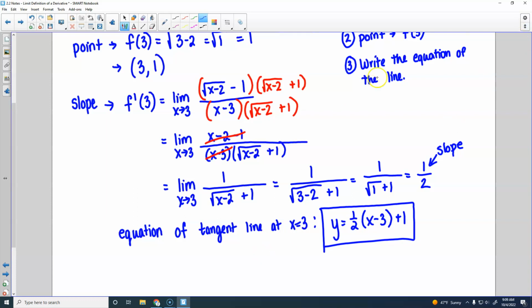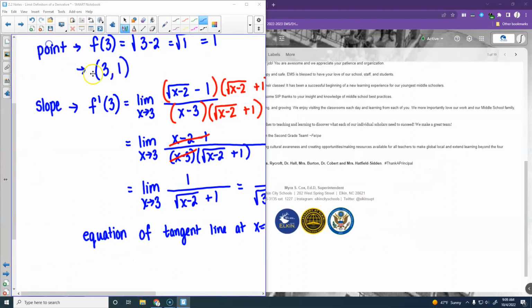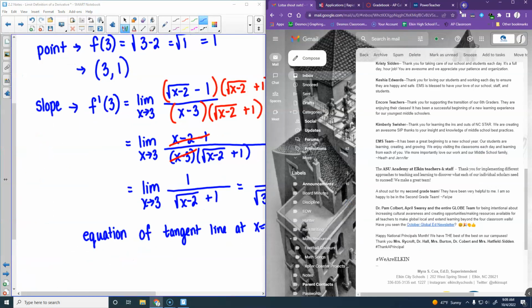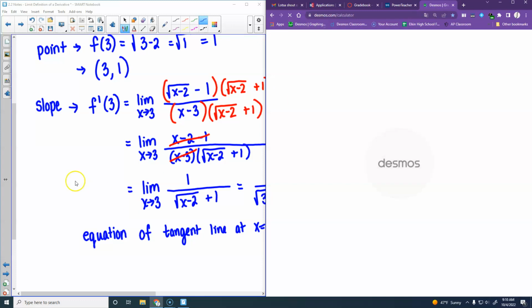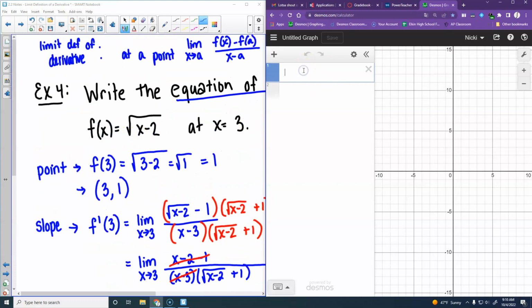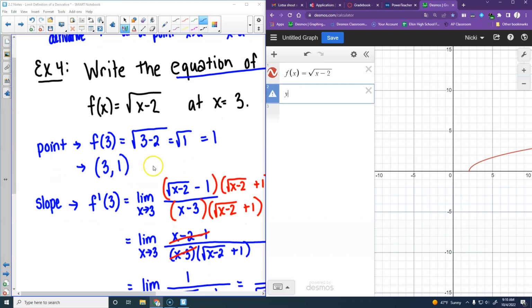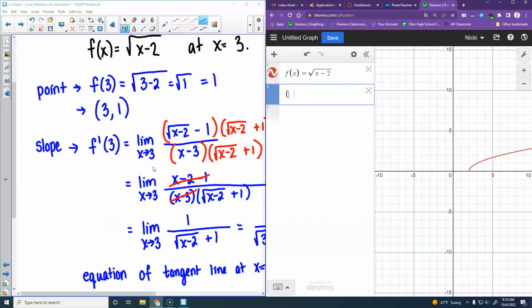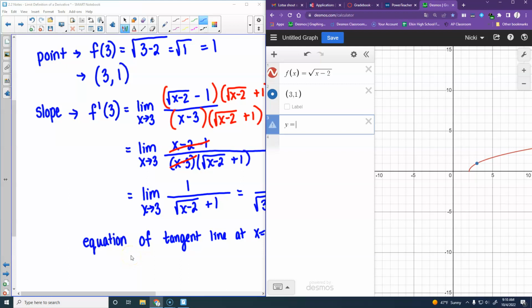And as you're doing your homework for this, I would encourage you, you can't use Desmos on the test, but it's always good to get a picture in your head of what's happening here. And it'll let you know if you did it right. If you graph your function, graph your equation, you could even graph the point 3, 1. Graph the point. Graph the equation of your tangent line, y equals 1/2 (x minus 3) plus 1.